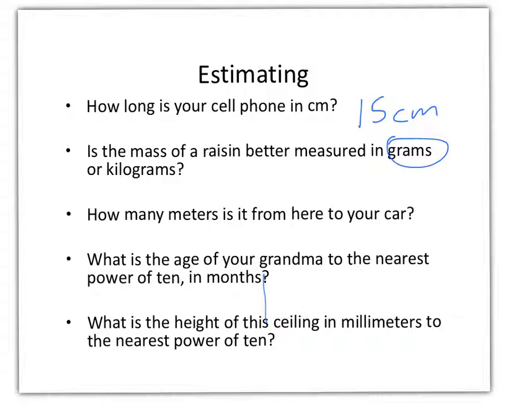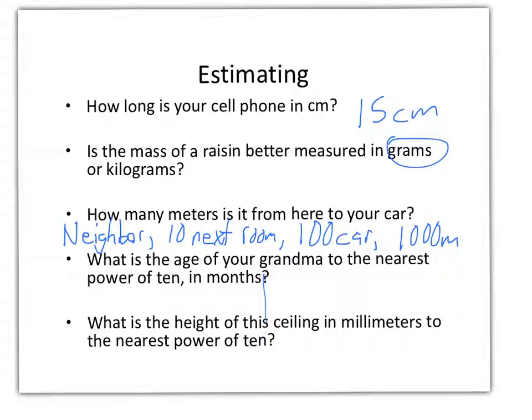The next question, how many meters is it from here to your car? Well, that depends on where you are when you're listening to this. But when we start looking at orders of magnitude, that's the easiest way. 1 meter would be near your neighbor, or the person sitting next to you, I should say. 10 meters would be in the next room. 100 meters would be a football field. That might be the distance to your car if you're sitting in class and your car is in the student parking lot. 1,000 meters would be a kilometer, which is a little more than half a mile away. So if you're sitting at home, it might be 10 meters away, just over 30 feet to the garage. If you're at school, it might be 100 meters away.